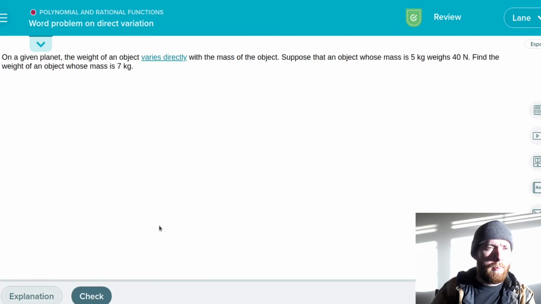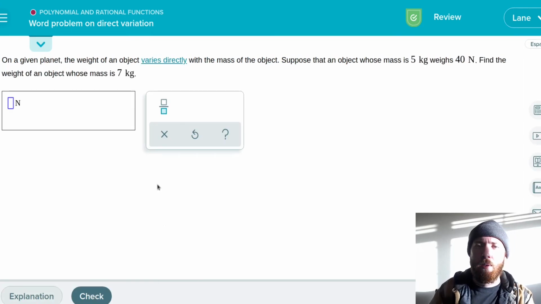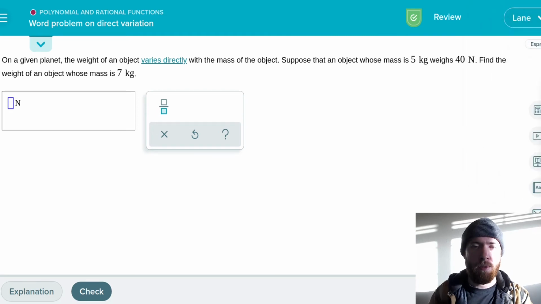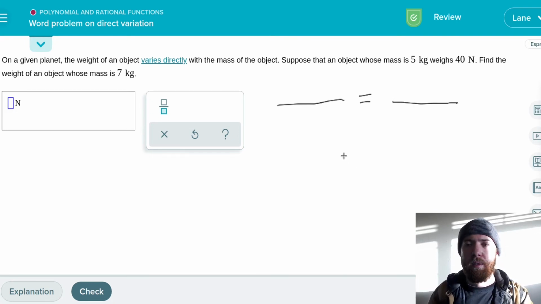Let's do another problem. Okay, so we've got kilograms and newtons and just kilograms. All right, and our goal is to write a proportion. So we are going to try to get to 2 equal fractions. Let's see. We have 5 kilograms with 40 newtons, so let's put those two in one fraction.